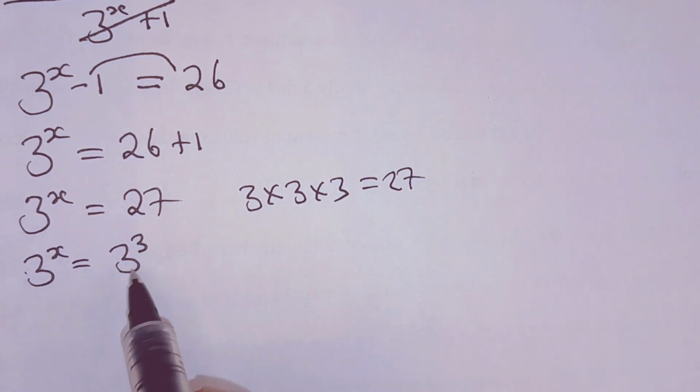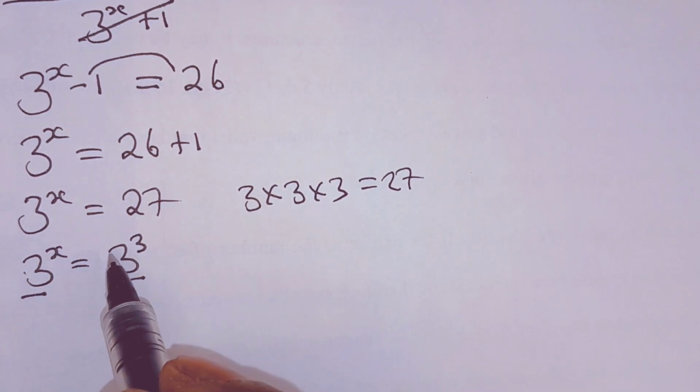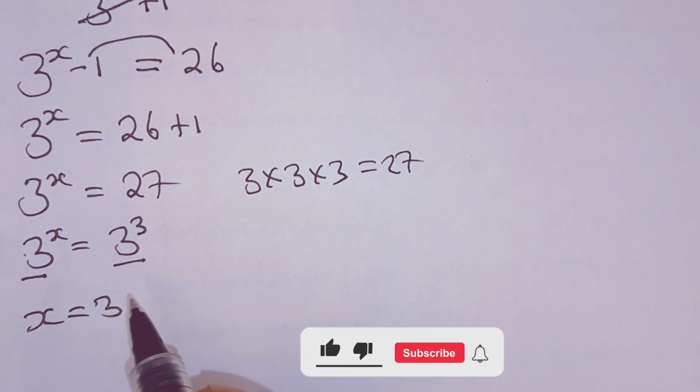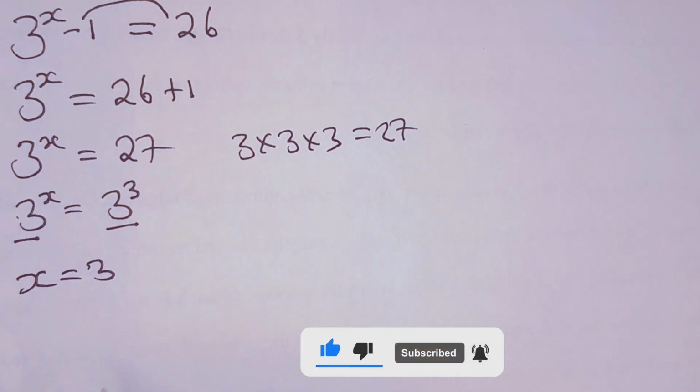Now we have the same bases. We can equate the exponents. So therefore x is equal to 3. We can check the value of x equals 3 in the original equation.